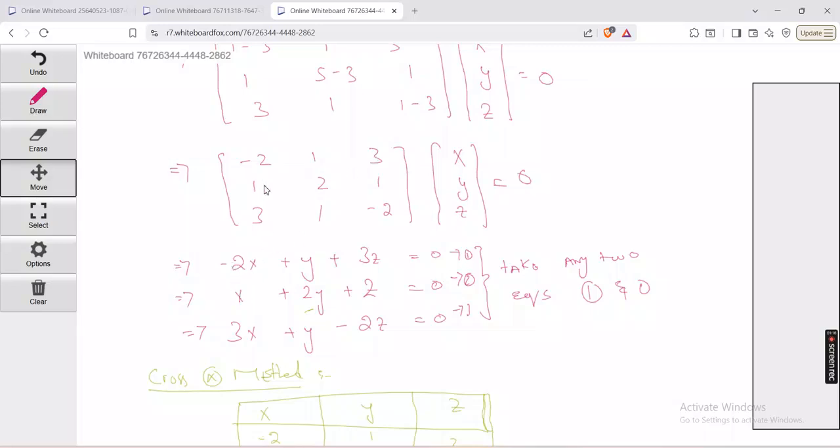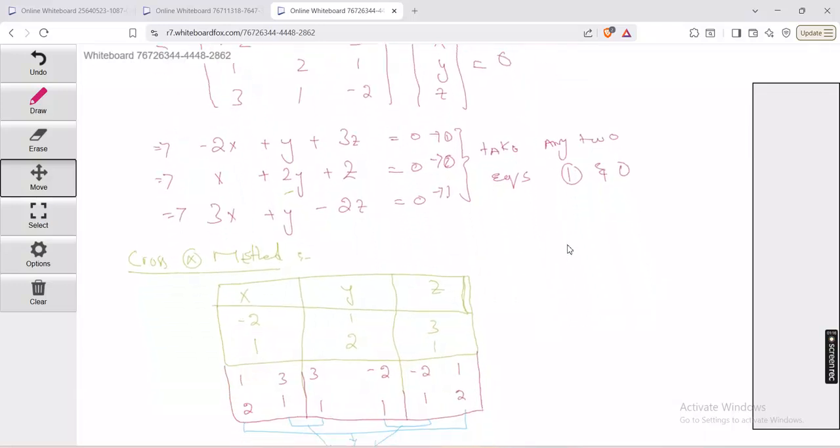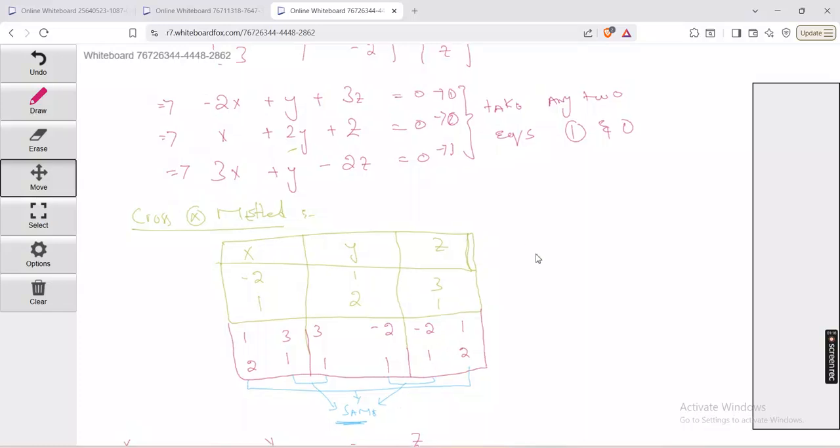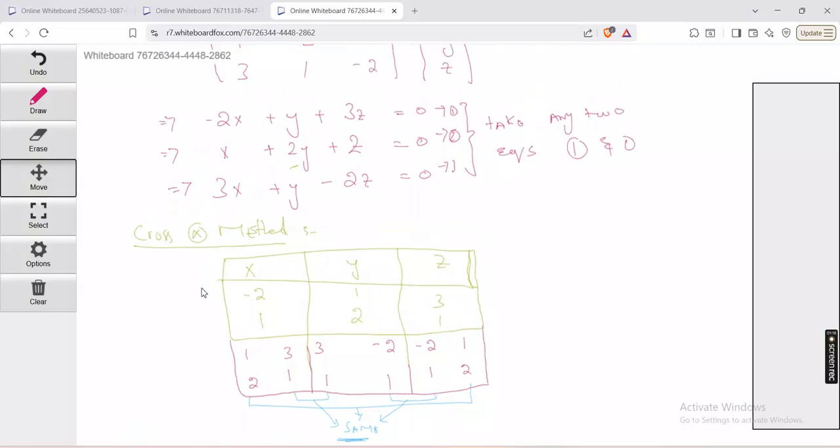So then for the second one, this is 1, so we can write here x plus 2y plus z is equal to 0. Then 3x plus y minus 2z is equal to 0. Then you need to take two equations and use this method. This is a very easy method. So just put this value for x, y, z. This is -2, y is 1, and z is 3. So then for the second one, you will get 1, 2, 1.